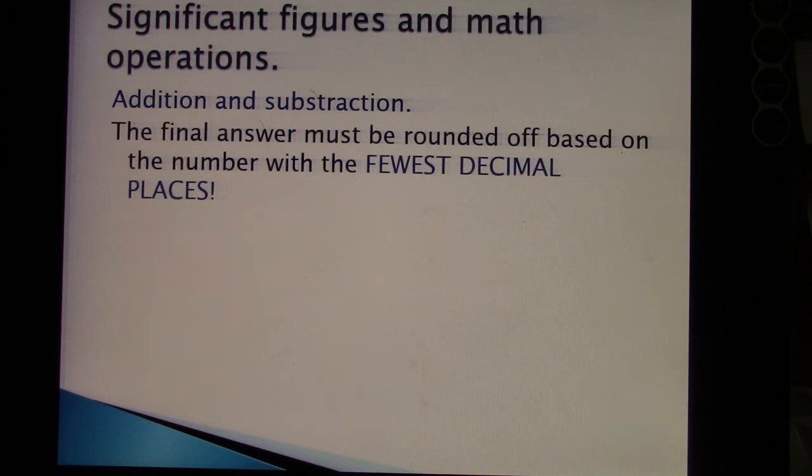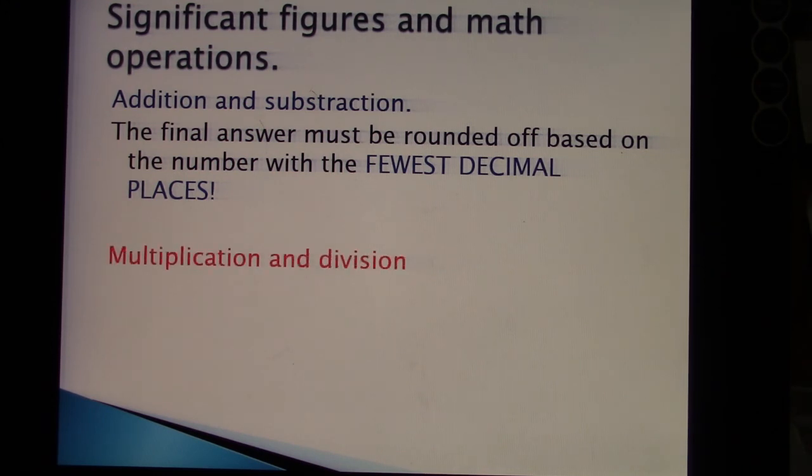Alright, these are significant figures in math operations. There are certain rules you follow for addition and subtraction. The final answer must be rounded off based on the number with the fewest decimal places, because that's the number we know with least certainty. So even if you add up 100 numbers, the one that has the fewest decimals is what the final answer should be based on.